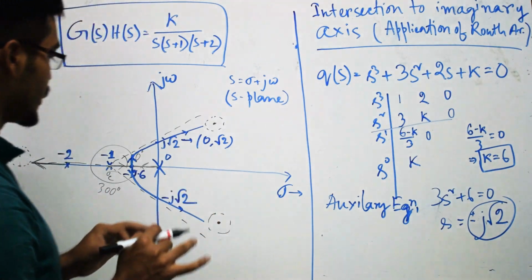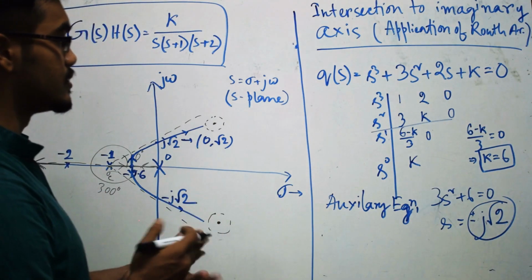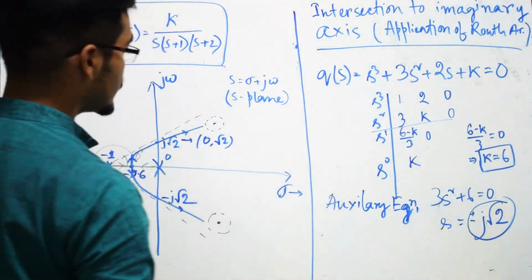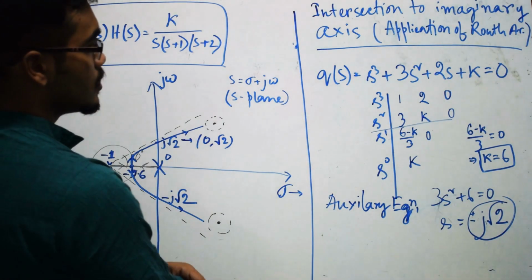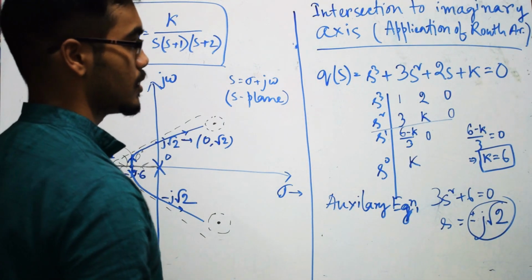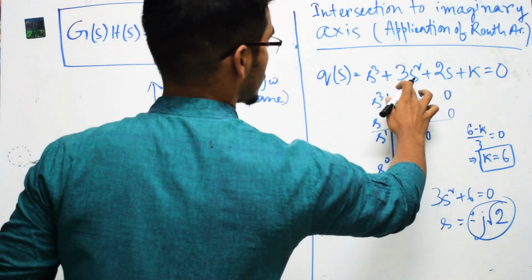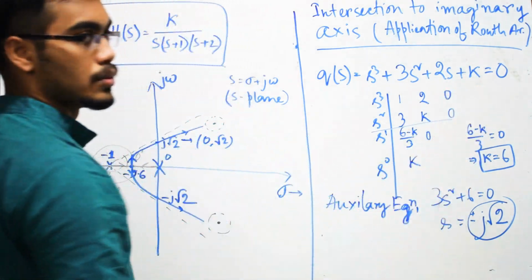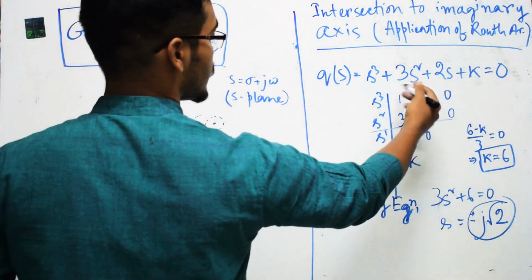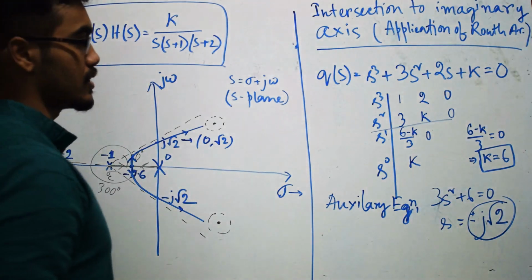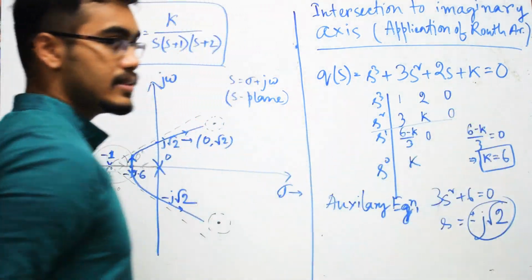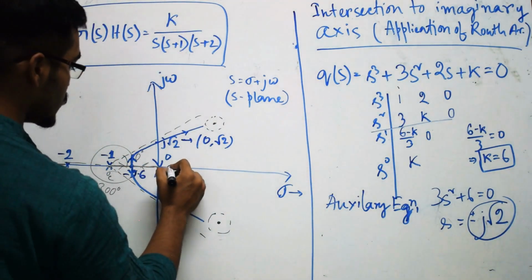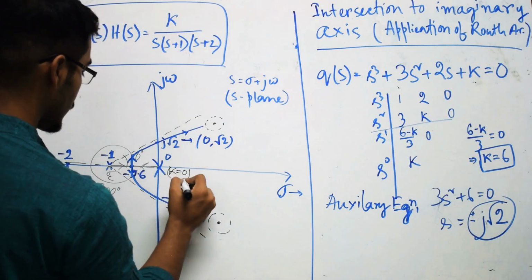Now the most important point: what are the K values at the poles? If we take the poles of the closed loop system, we look at the denominator part. Making K equal to 0, we find the poles of the open loop transfer function. So at the poles the K values are 0.